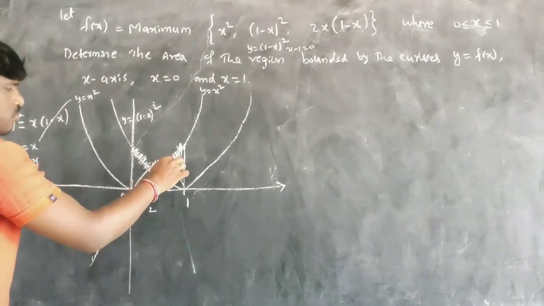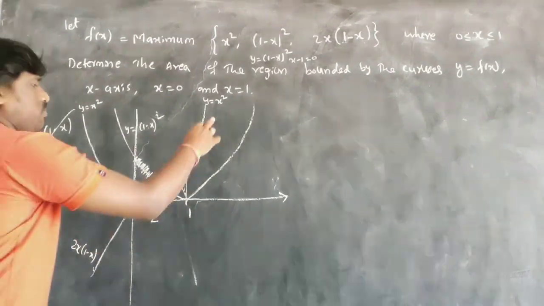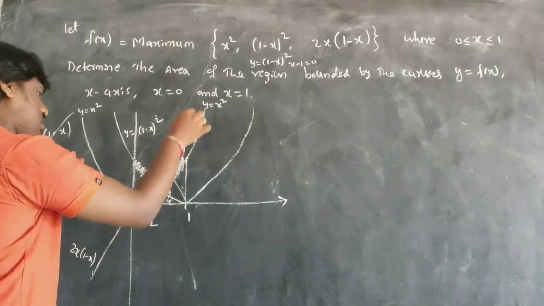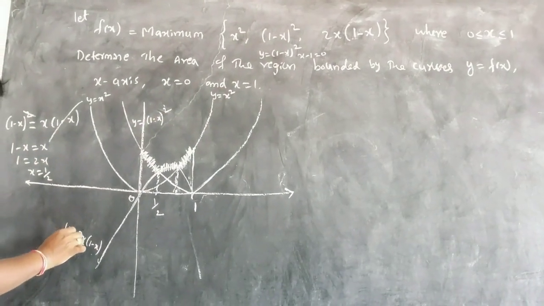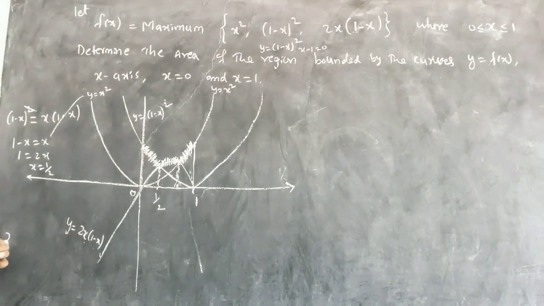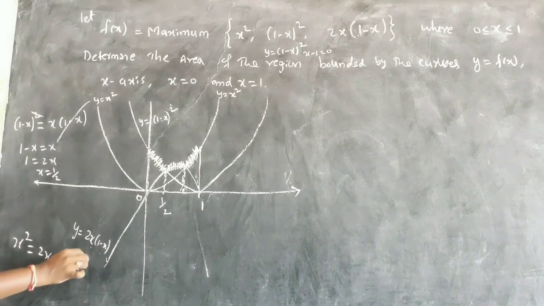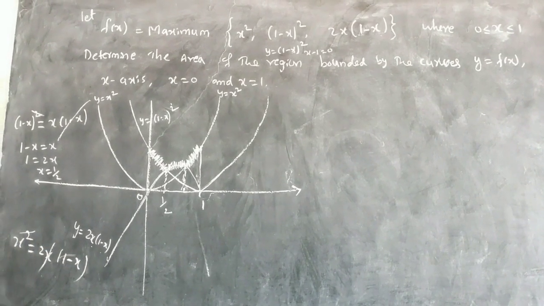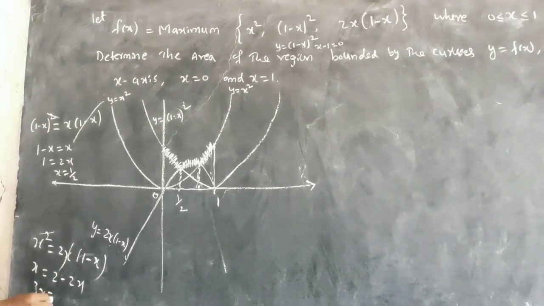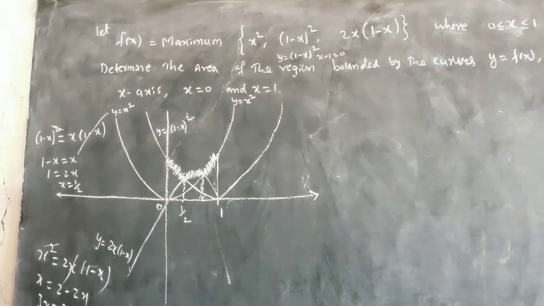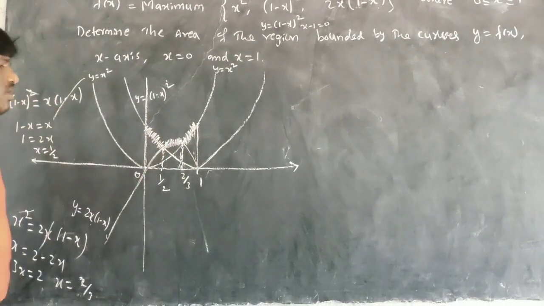Now let us go for this point. This point of intersection is 1. Here this is the line y is equal to x square, and this is the other line. For these both intersecting points, equate x square is equal to 2x into (1 minus x). This x cancels out. What I am getting, x is equal to 2 minus 2x. Then 3x is equal to 2, x is equal to 2 by 3. Means this point is 2 by 3. That is what I was saying.